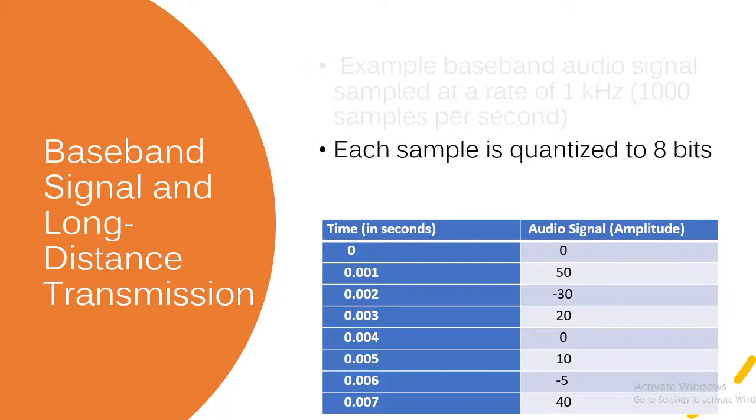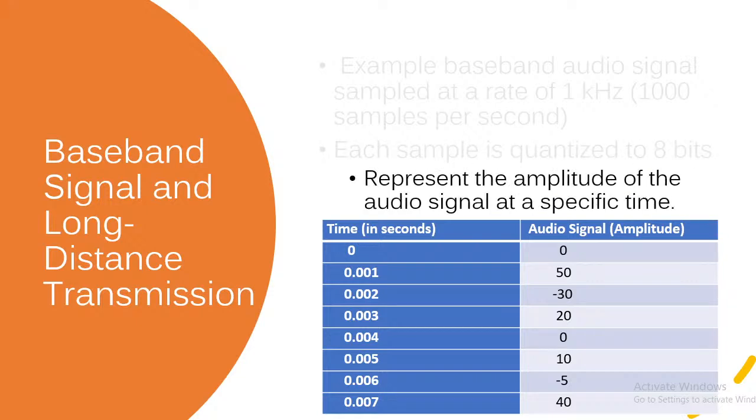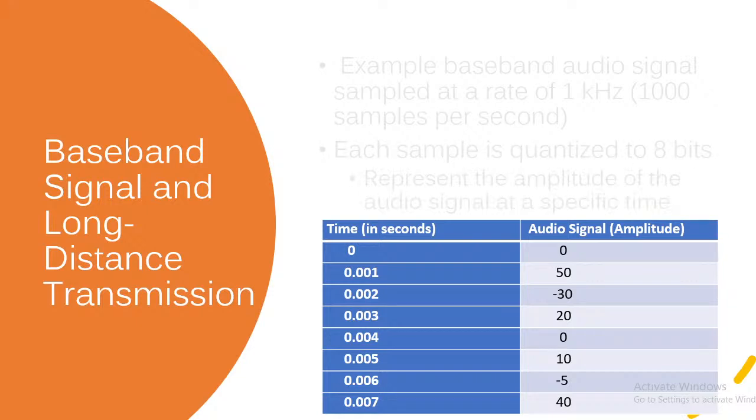In that second, the times are 0, 0.001, 0.002, up to 0.007, so eight labels, 0 to 0.007. And what are the amplitudes we are seeing on the right side? 0, 50, minus 30, 20, 0, 10, minus 5, 40. These are the values of the amplitude of the signal at the sample points. So this represents the amplitudes of the audio signal.